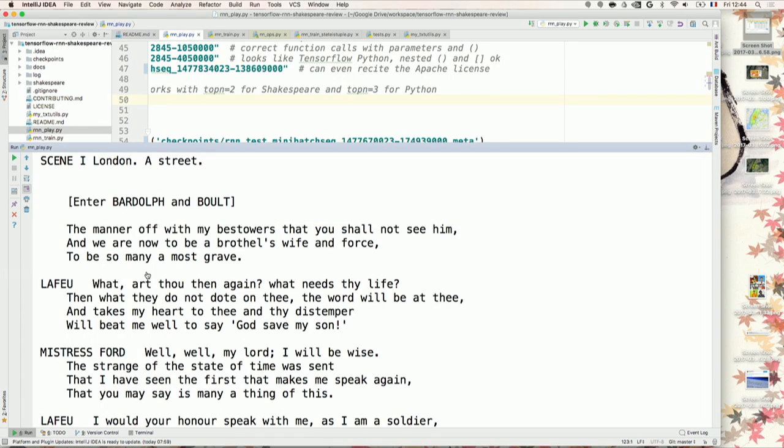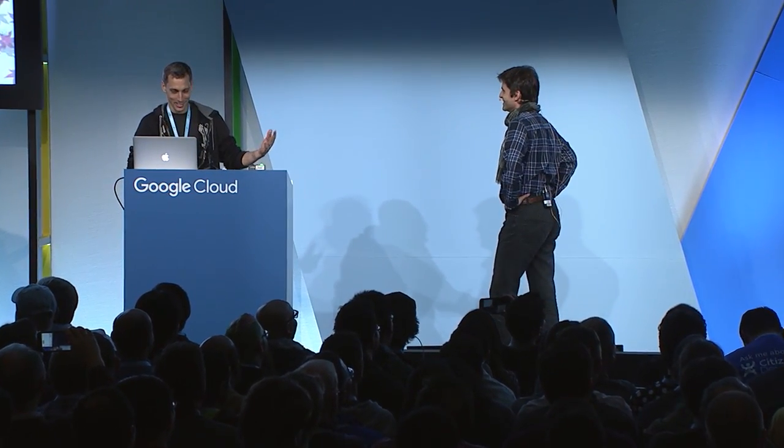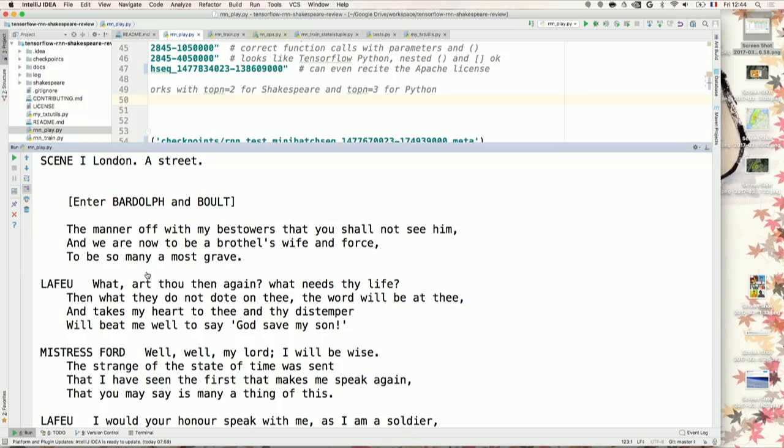The manner of with my bestowers, that you shall not see him. And we are now to be the brothers, wife, and force, to be so many and most grave. What art thou again? What needs thy life? Then, what they do not dote on thee. The word will be at thee, and take my heart to thee, and thy distemper. Wilt thou beat me well to say, God save my son?